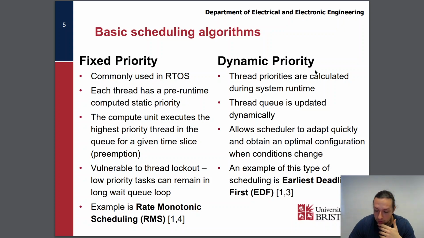And we also have dynamic priority scheduling, in which the thread priorities are calculated during system runtime. The thread queue is updated dynamically, right? So yeah, that allows for a lot more flexibility in scheduling as well. Allows schedulers to adapt quickly and obtain an optimal configuration when conditions change, right? An example of this type of scheduling is the earliest deadline first.